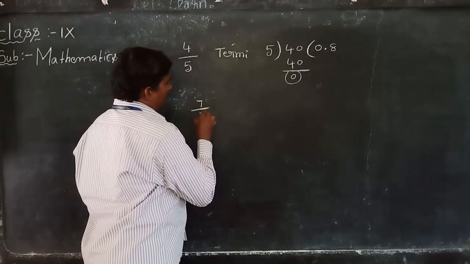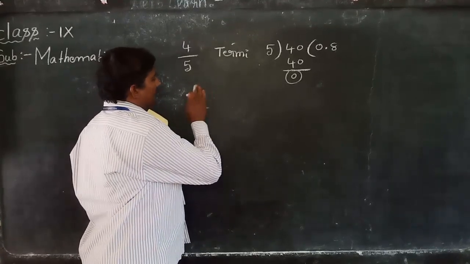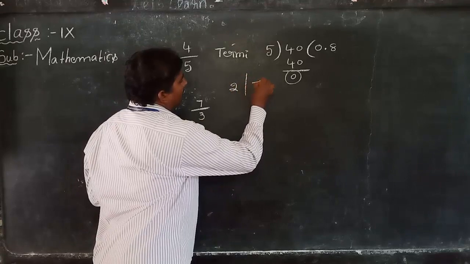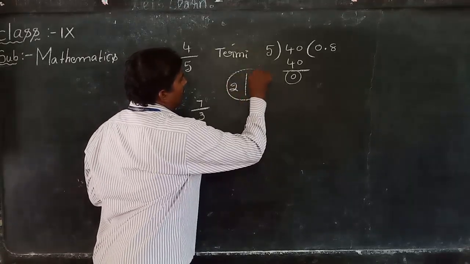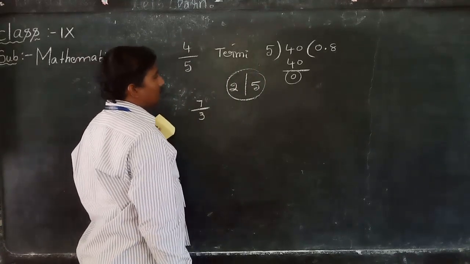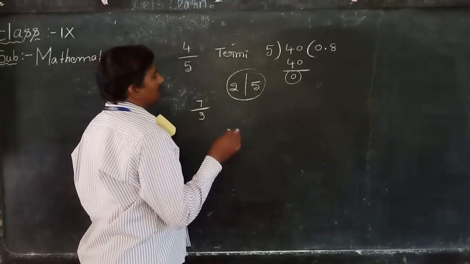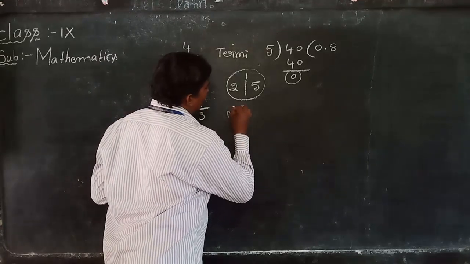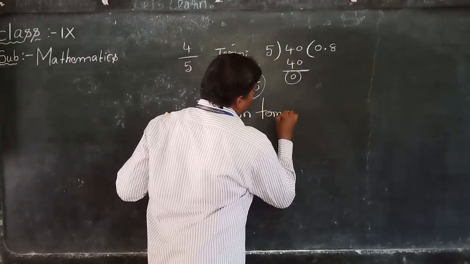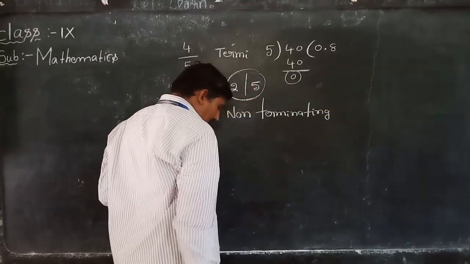See, 7 by 3. Is 7 by 3 terminating or non-terminating? Now only we told, in a rational number we want the denominator to be either 2 or 5 or both. Those are terminating decimals. Here see the denominator, here 3 will be. So this is a non-terminating and repeating decimal, or recurring decimal. Non-terminating and recurring decimals are repeating decimals.